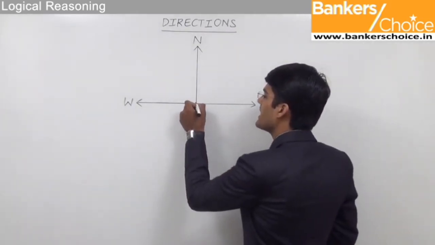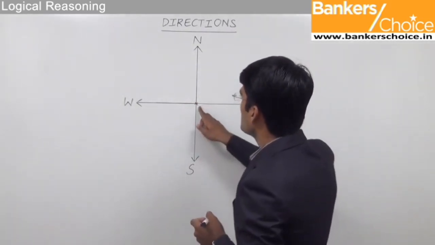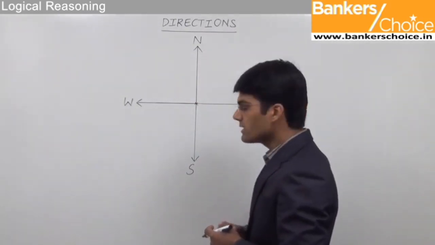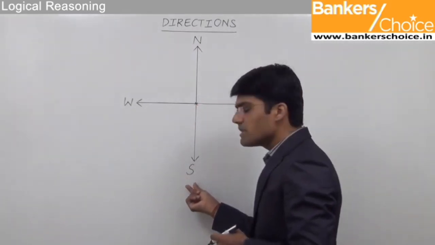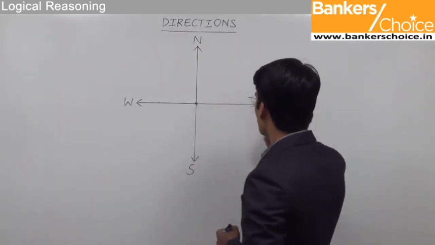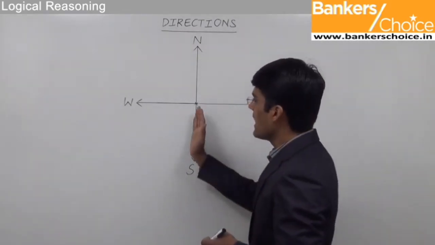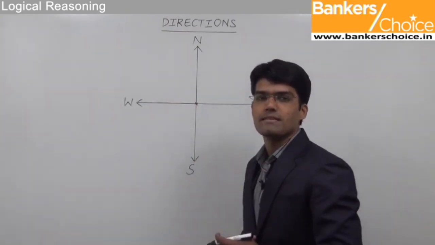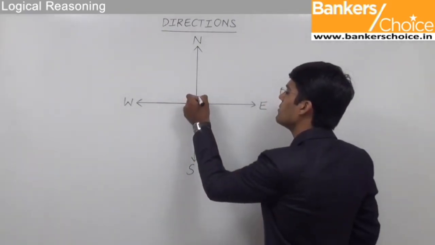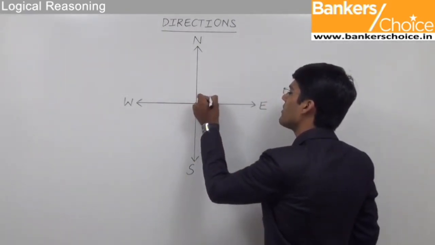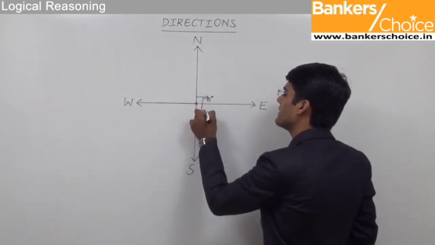Assuming that a person is standing at this point, the direction towards the top is called north, the one which is at the bottom is called south, towards the right of the person is east and left of the person is west. The angle between any two consecutive directions here is always 90 degrees.